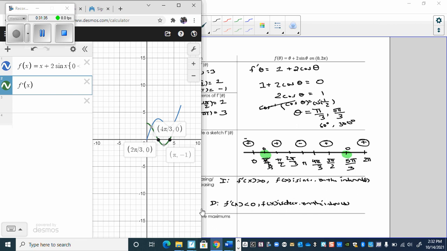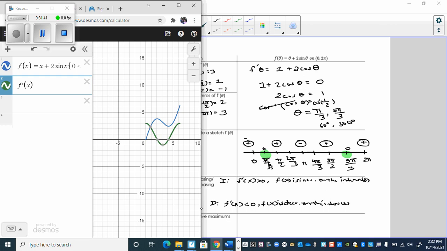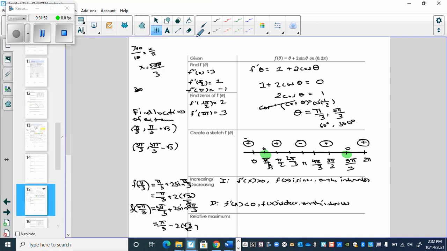And this is pi. Here is, let's see here. Yeah, let me remap my thing here.